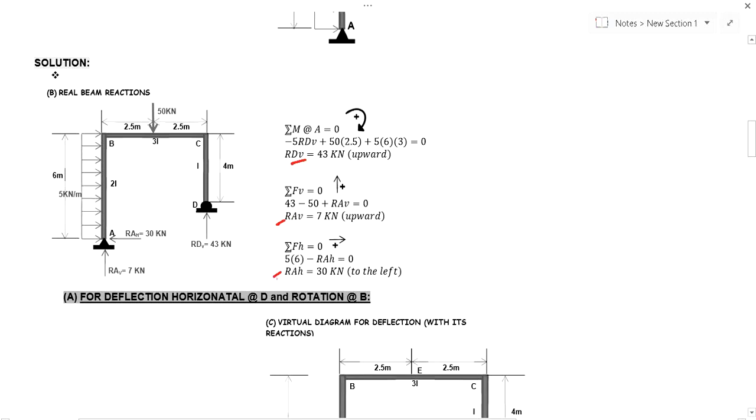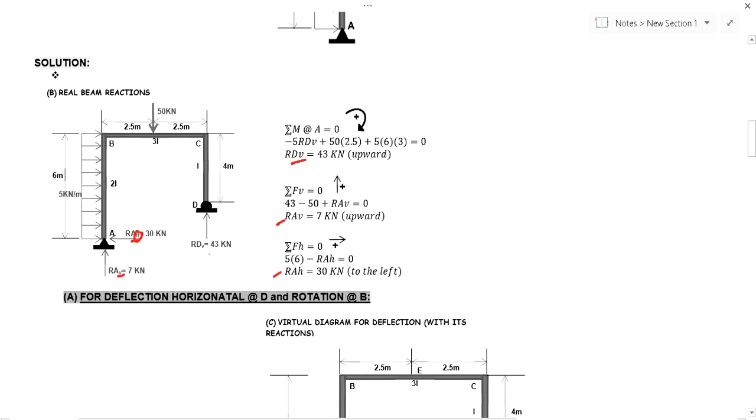If you still remember, if we have a pin, we have 2 unknowns, a fix has 3, and for roller, we have a vertical reaction. So we have now solved the reaction RAH, horizontal. The subscript H denotes horizontal, V for vertical. So RAV is 7, and the vertical reaction at D is 43 kilonewton.